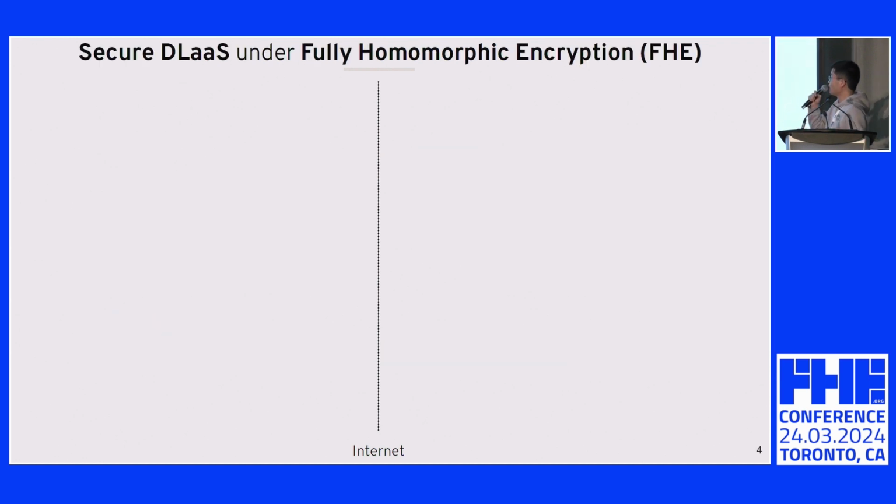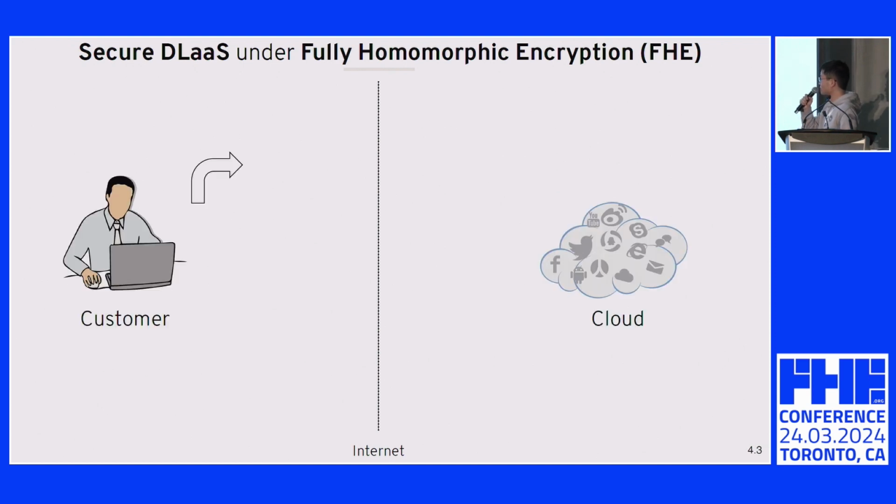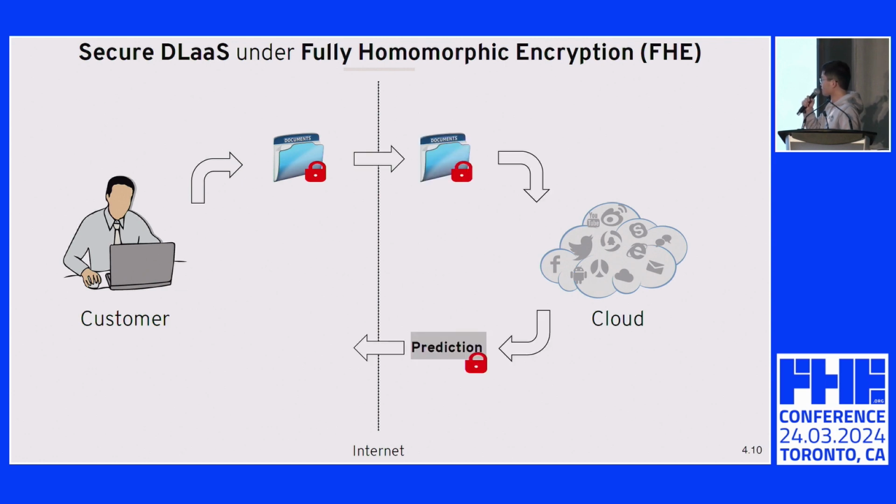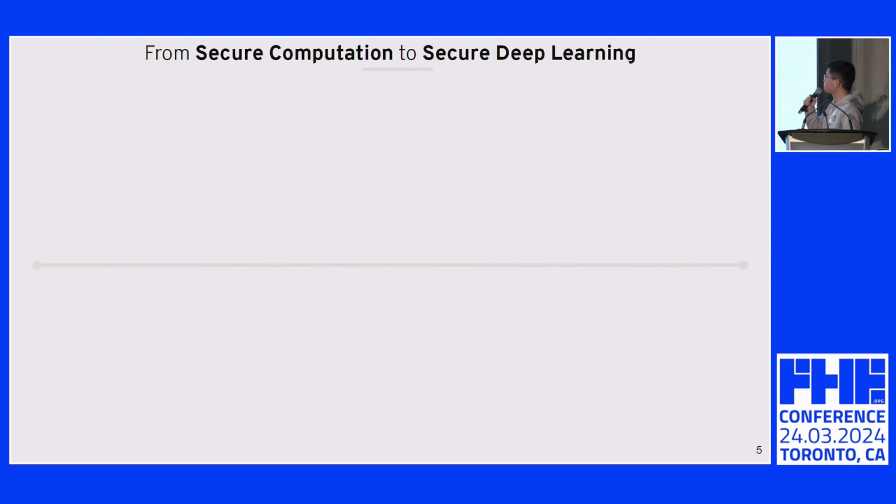We know that fully homomorphic encryption can provide end-to-end secure deep learning services to the customers. If we use fully homomorphic encryption, the cloud server doesn't need to decrypt the data. So both the data and the prediction result are not exposed to the cloud. It can protect the customer's sensitive data, their data security, very well.